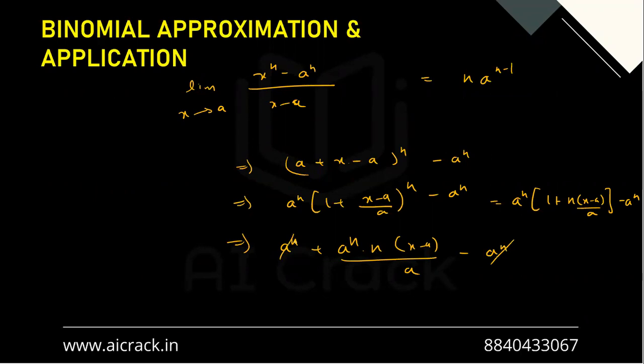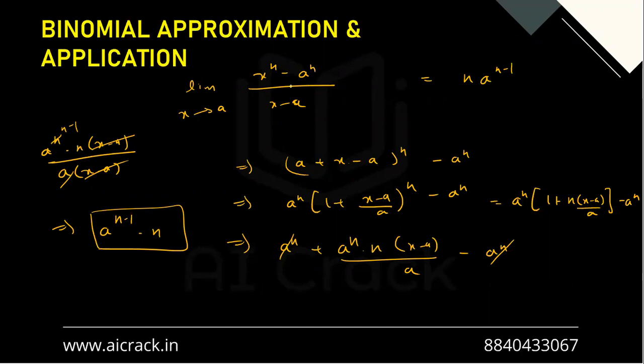Now the denominator is x - a. The numerator is a^n * n (x - a)/a. So this gets cancelled and this also gets cancelled. So it comes out to be a^(n-1) times n. You can also solve this with the help of L'Hopital's rule. That would be easier. You just differentiate it once and you'll get the same result. But this is just to get an idea how to use the binomial approximation.